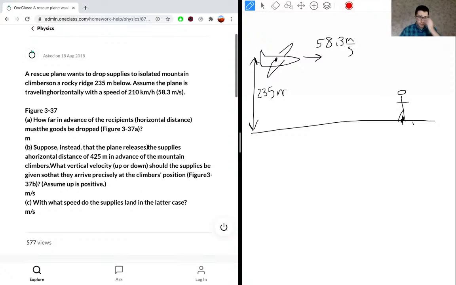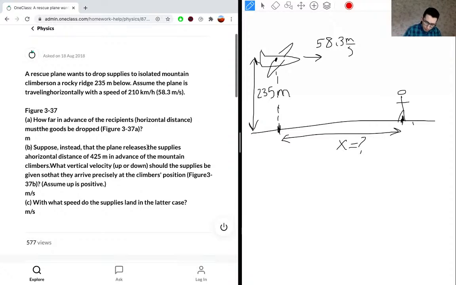And we're asked to find in the first part of the question, so I'll just go part by part, how far in advance of the recipient's horizontal distance. So we're trying to find, if we were to draw this down, and if we were to draw the horizontal distance, and let's call this x, we're trying to find what this is. How far in advance of the recipient must the goods be dropped so it can get to that person? So this is a kinematics question, and we need to use the kinematics equations to solve for this. Some values that we're given are the height and the speed.